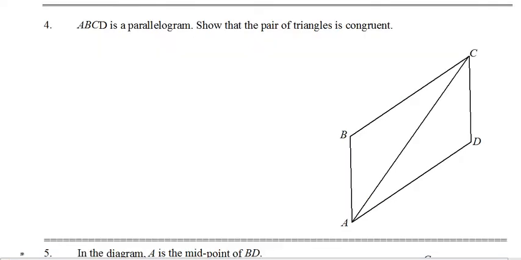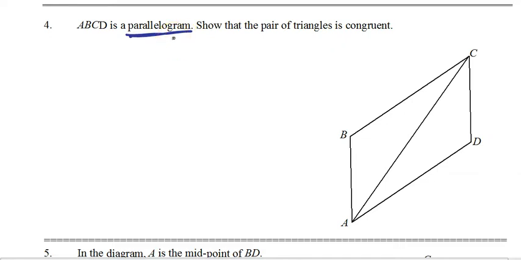Okay, now let's look at question 4. Question 4 is slightly different from the questions we've done because you're not given any dimensions. Instead, you're just told that ABCD is a parallelogram and there are two triangles here and you're supposed to show that it is congruent. So the order of the triangle is not given to us and the dimensions are not given. So we will have to look at this clue here, parallelogram.